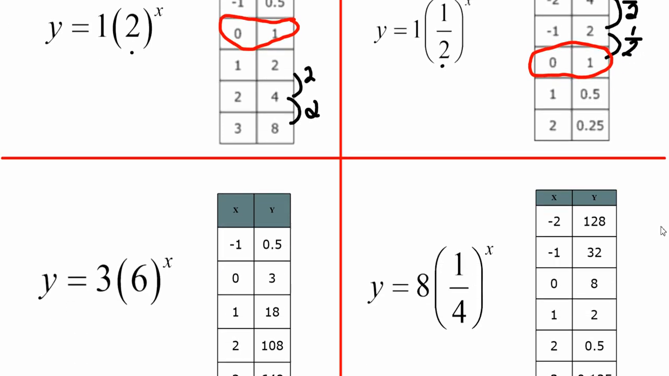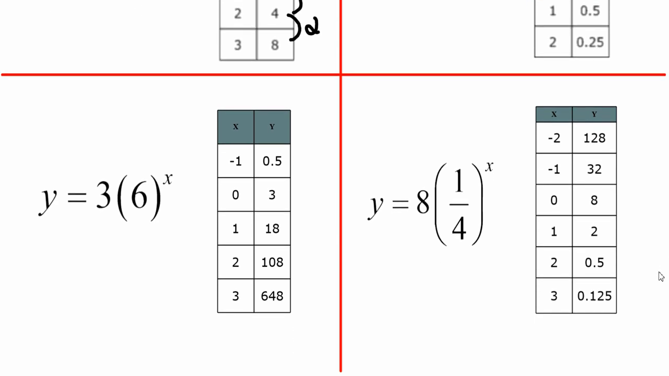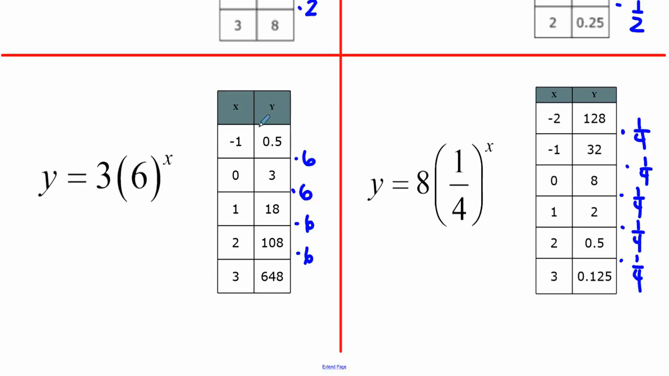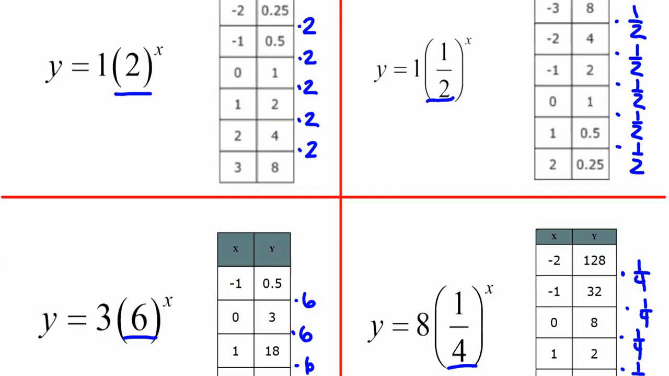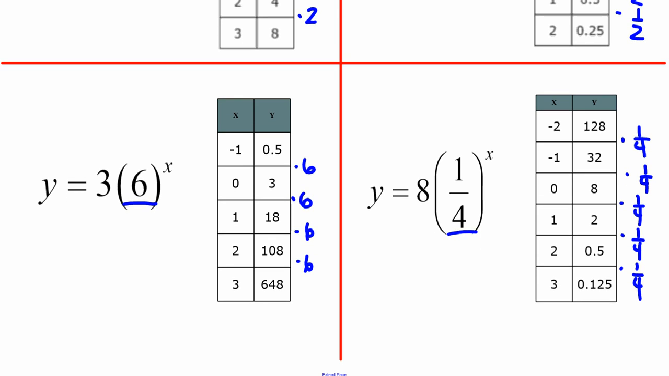So let's give you a moment to take a look at these two functions. And again, we're going to see in the table, what do you notice about the outputs and y-intercepts? Well, in our bottom left here, 3 times 6 to the power of x, we could see we have a common multiplier of 6. And our bottom right, we've got a multiplier of 1/4. We can see how those are carried out in the equations as well, just like we did in the two previous.